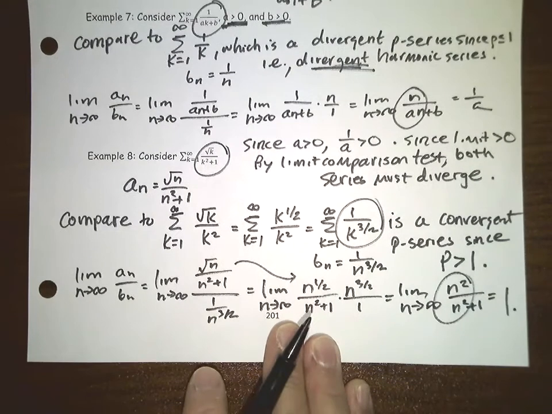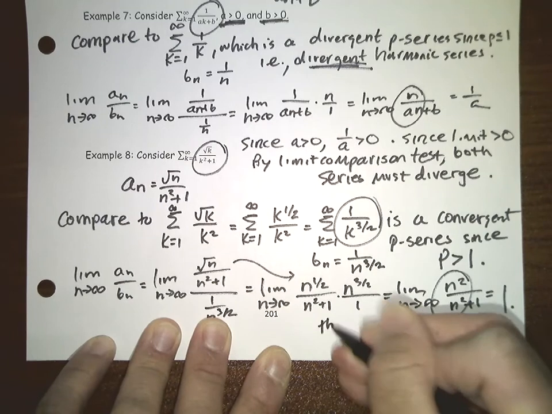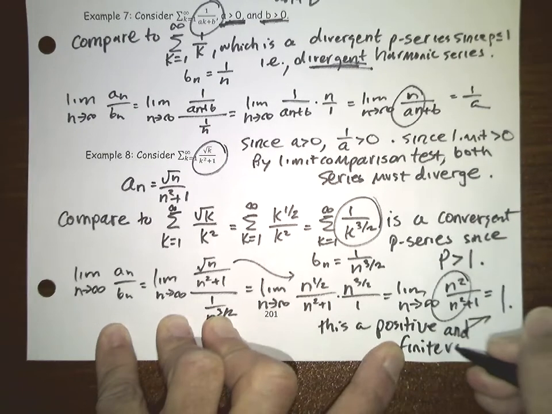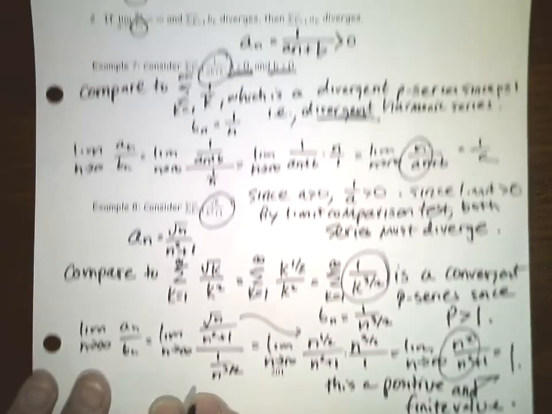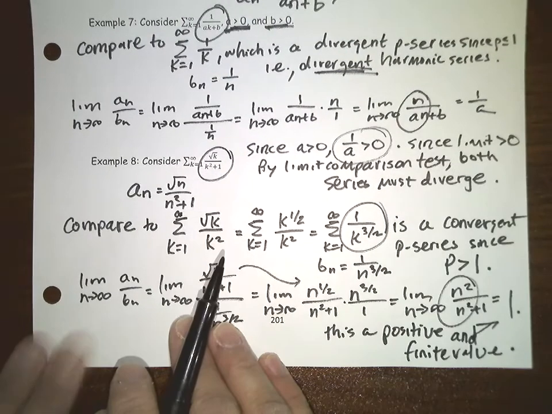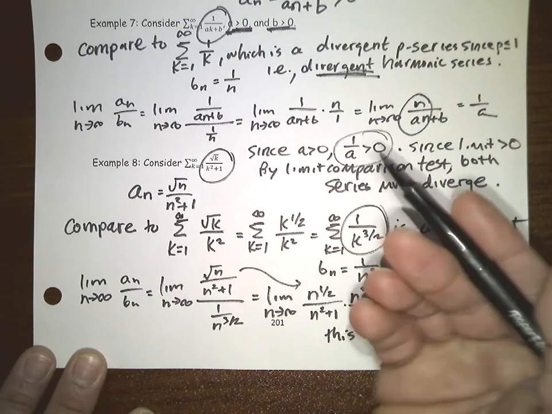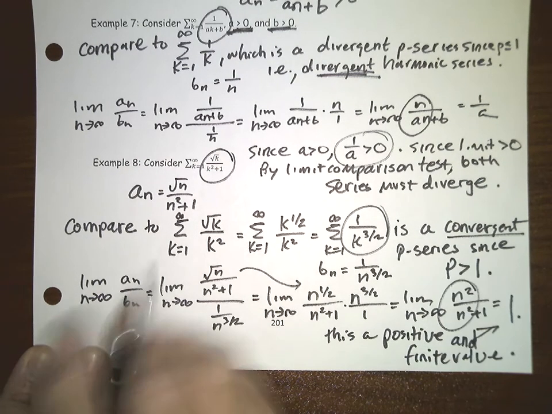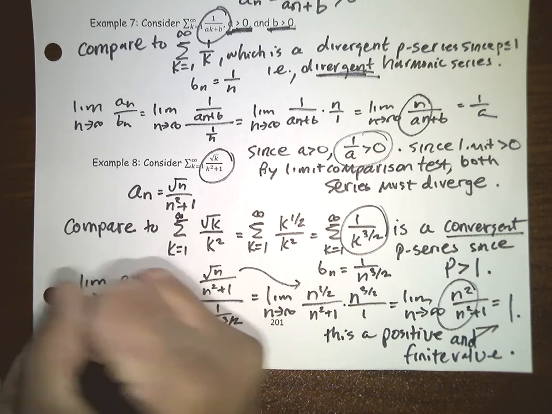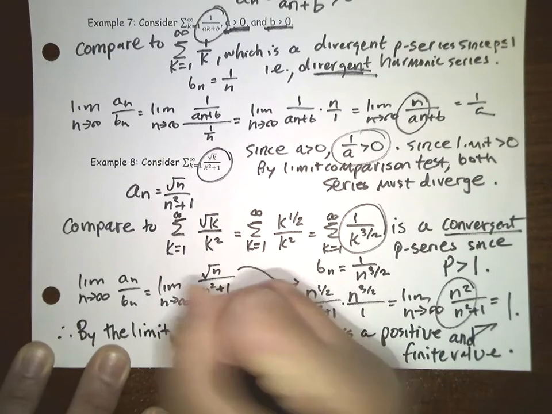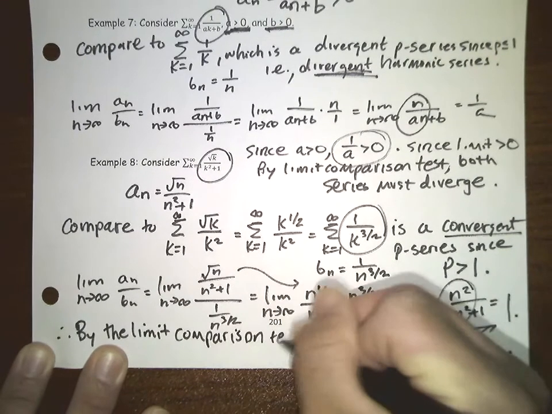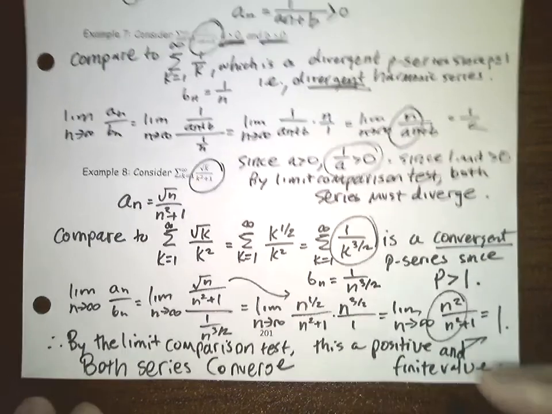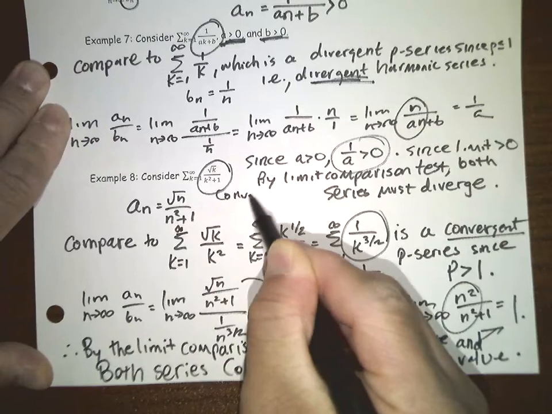Now, this is a positive and a finite value. So this is the same as the last case, having a positive and a finite value. In the last series, we just had 1 over a, but we didn't know what a was. But if we knew what a was, we would know that it was some finite number greater than 0. But here we have a 1. And since the series that we're comparing to converges, that means both series converge. So by the limit comparison test, both series converge. So we see that this series here converges.